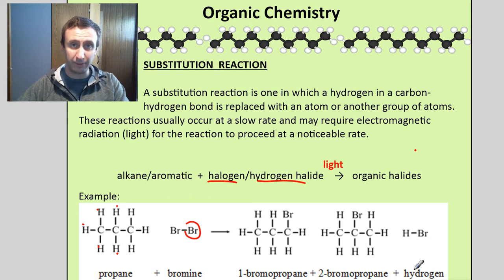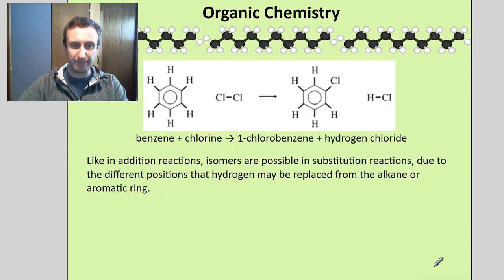So again, this is substitution, which means that something is getting subbed out from a saturated hydrocarbon like an alkane or else an aromatic, so it has benzene. Here's another example. Benzene plus chlorine gives me chlorobenzene and hydrogen chloride. So benzene does not react by addition. It reacts instead by substitution.